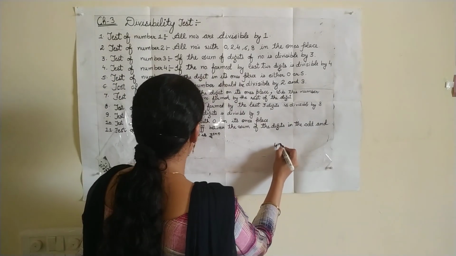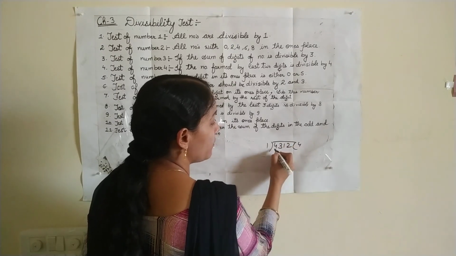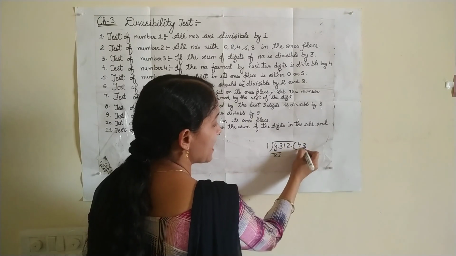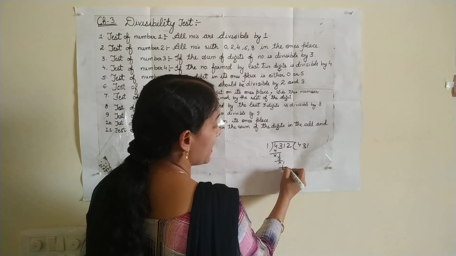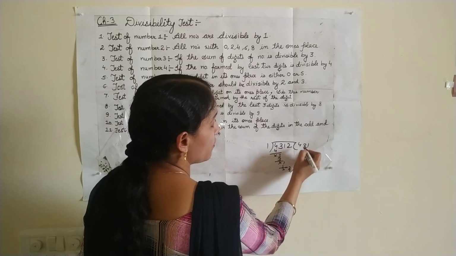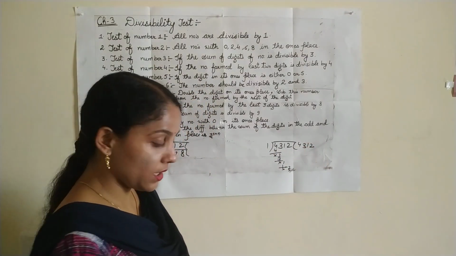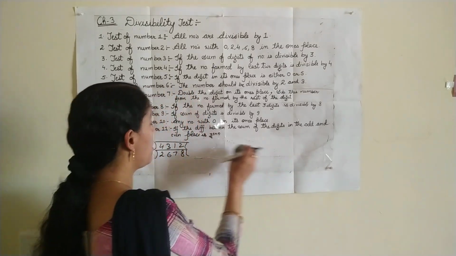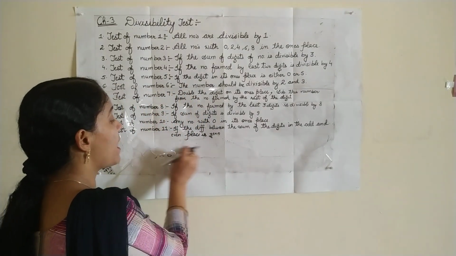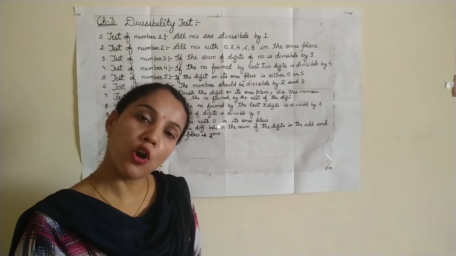Just see here, 4312. When we divide this by 1, 1 4s are 4. Then next 1 3s are 3. Then next 1 1s are 1. Then next 1 2s are 2. And we get 4312. That means this number is divisible by 1. All numbers are divisible by 1 because 1 is a factor of all numbers.